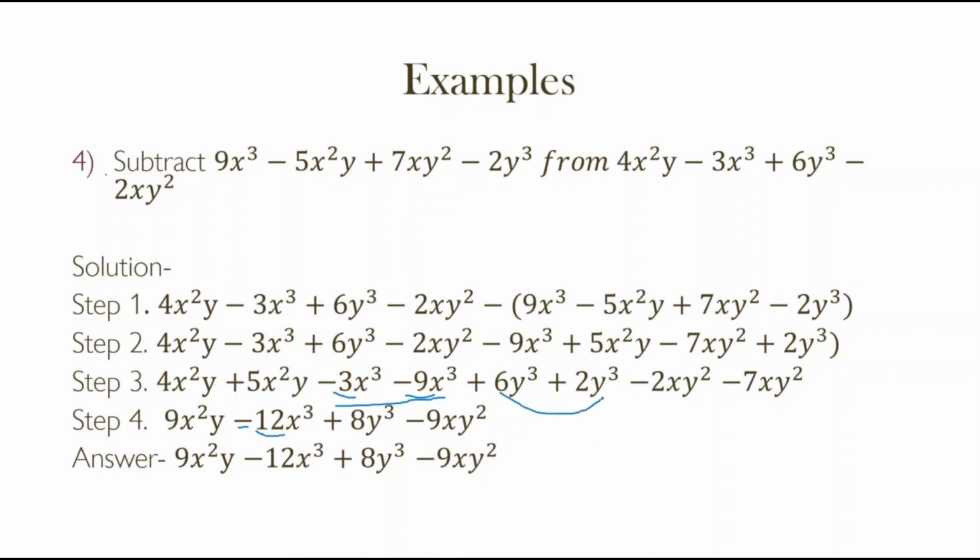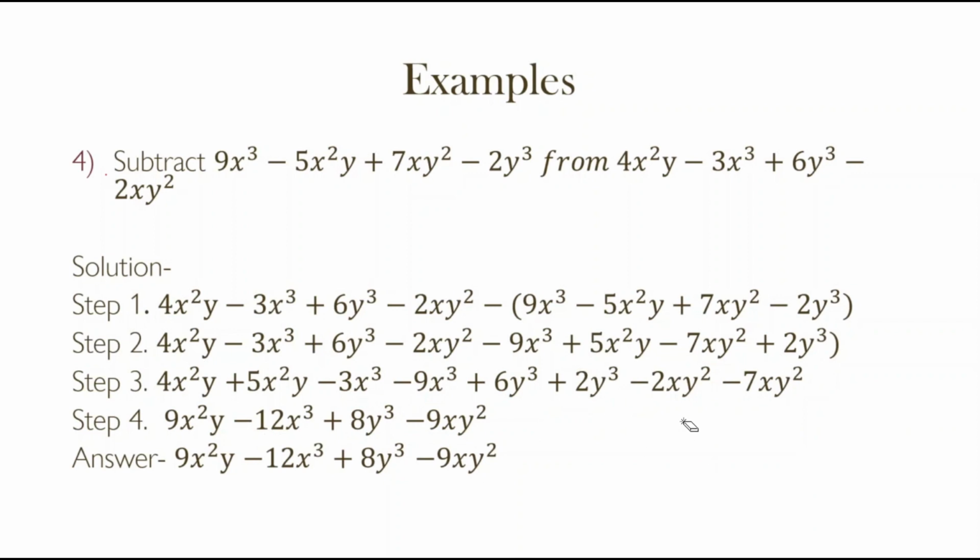Then we did 6y cube plus 2y cube, which is 8y cube. Again, minus 2xy square minus 7xy square. Both were negative, so we added them. 2 plus 7 was 9. And then we put the sign of the bigger number. That's why it's minus 9. So the final answer is 9x square y minus 12x cube plus 8y cube minus 9xy square.